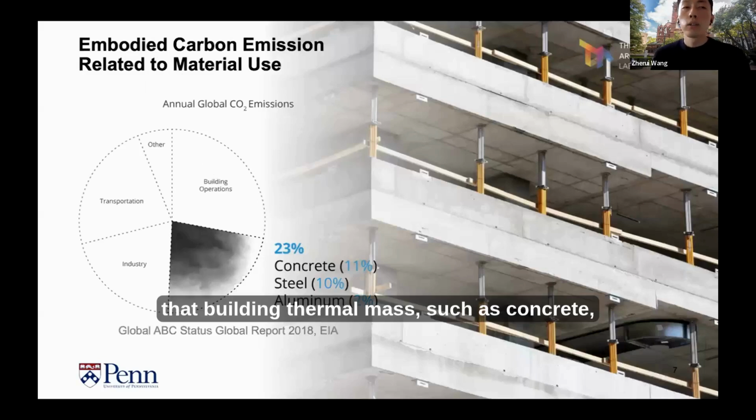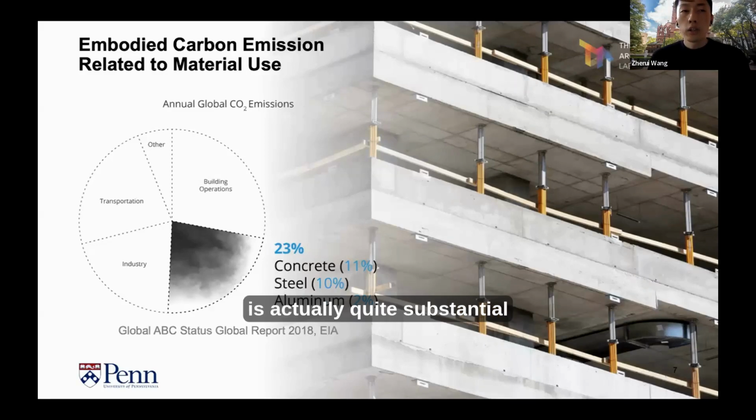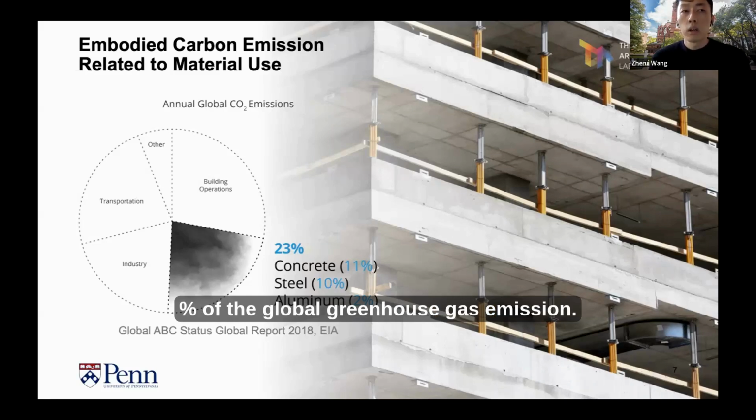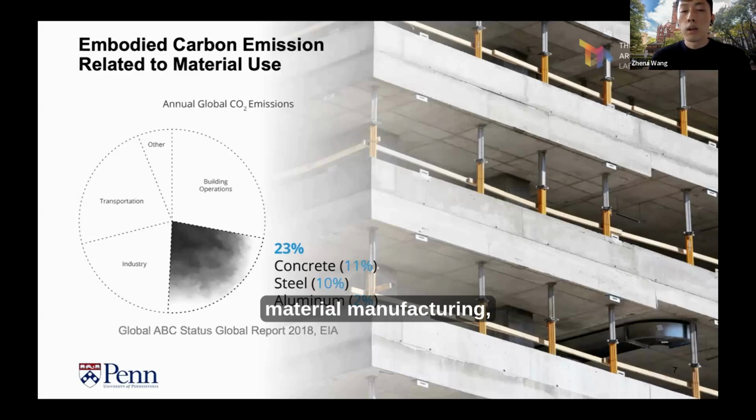But however, building thermal mass, such as concrete, is actually quite substantial when it comes to its carbon footprint. We know that globally, concrete accounts for over 11% of the global greenhouse gas emission. So these are related to the material manufacturing and transportation of producing these kinds of building thermal mass materials.